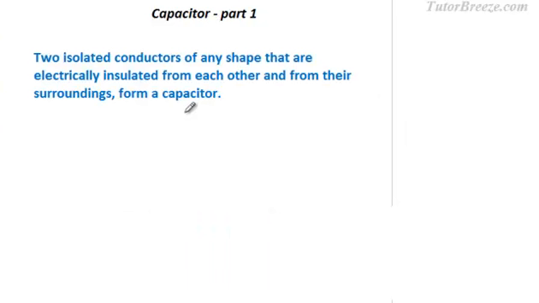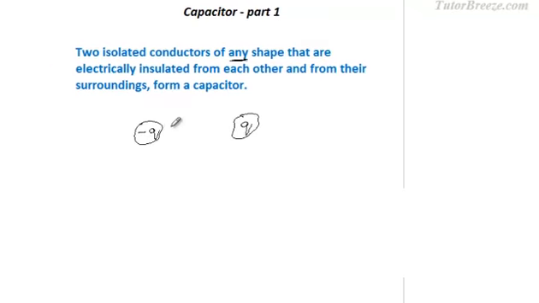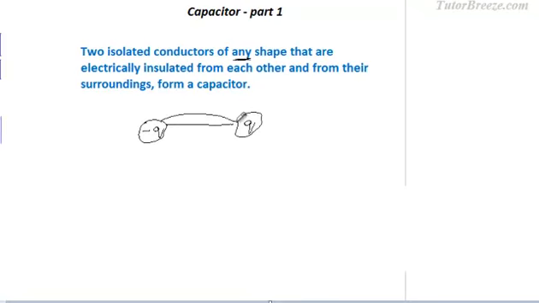Now let's take a look at what a capacitor is. See, a capacitor is two isolated conductors of any shape that are electrically insulated from each other and from their surroundings. So if you have two conductors that carry a charge Q and minus Q, then you have an electric field present between these two conductors, and this system forms a capacitor.